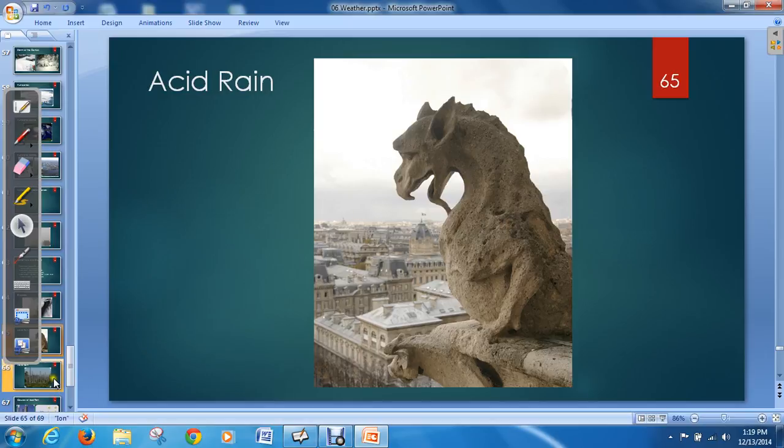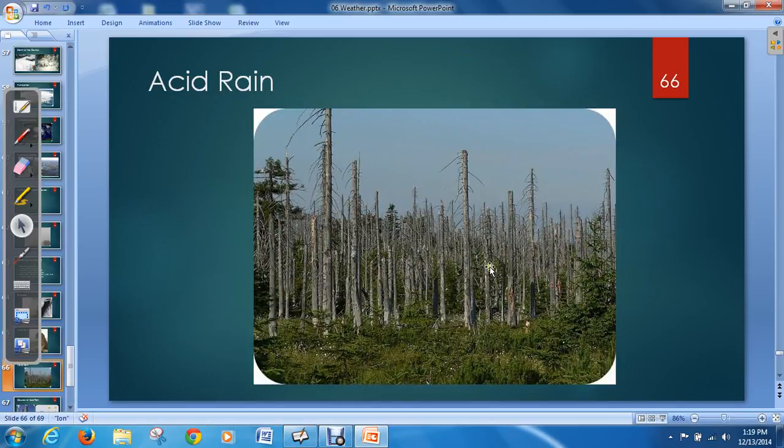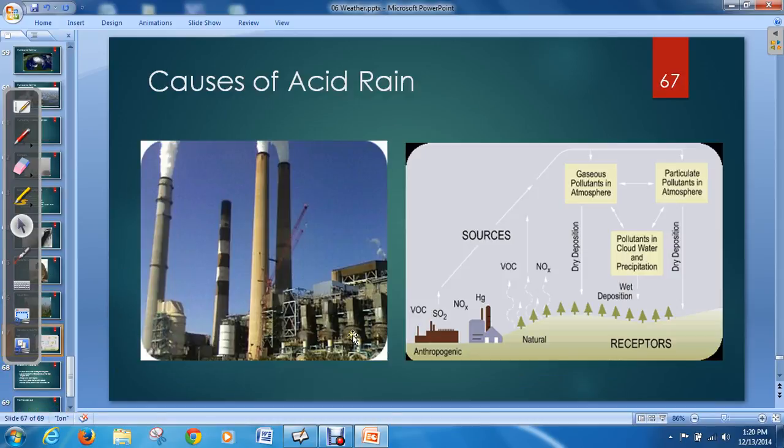Acid rain can destroy monuments. It can wipe out forests and wipe out ecosystems if we're not careful. And so a lot of concern has been raised about what is causing acid rain. There's been a lot of concern about why this is happening and whether we are affecting it. One of the main theories is that a lot of it is coming from, again, our production of gases that go into the atmosphere from power plants and things like that.